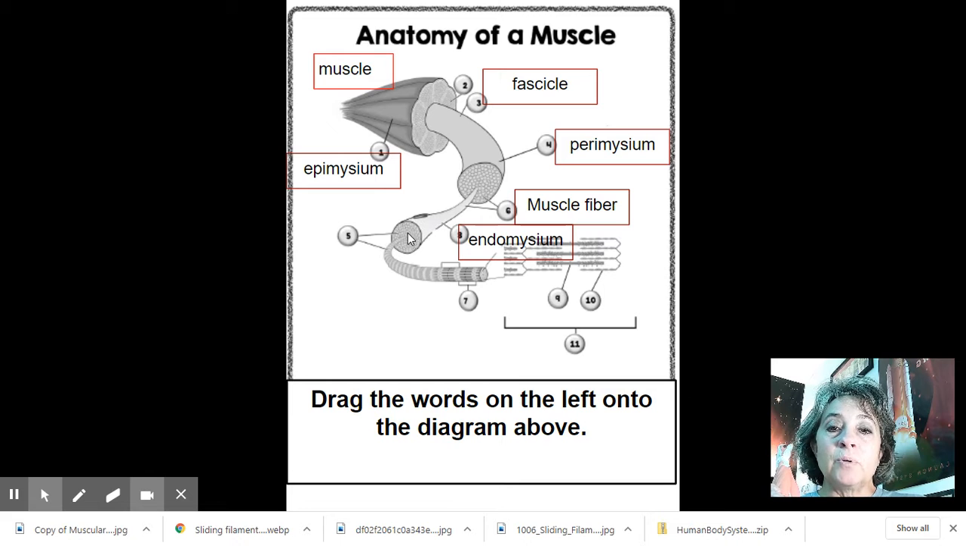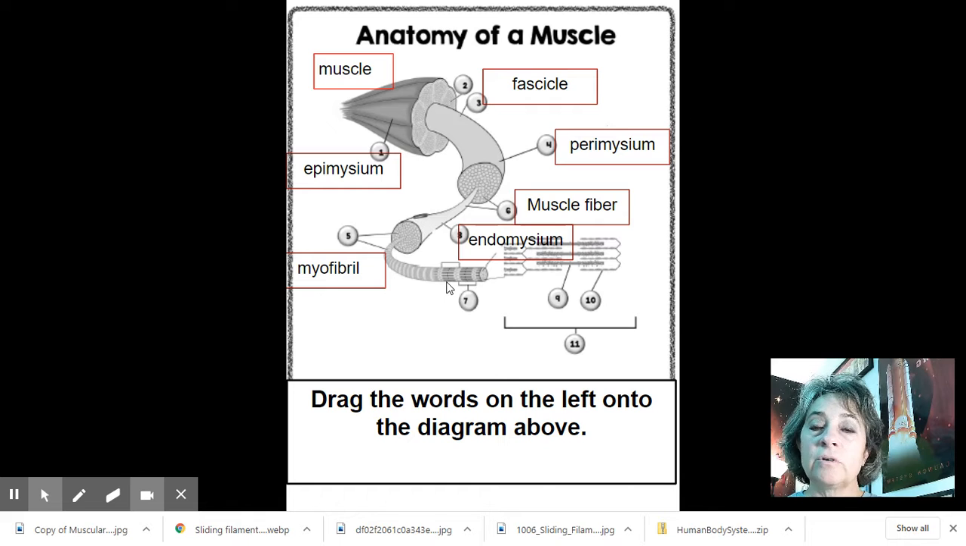Then if you look at a muscle fiber and pull it apart, it's made up of even smaller fibers called myofibrils. Notice they're getting smaller and smaller. Anytime you see the root word MY or MYO, that means muscle. Each myofibril is made up of repeating units that number 7 is showing you. When you see this bracket, it's talking about everything within that area. Those are called sarcomeres. The sarcomere is the repeating bundle that is basically the functional unit of a muscle, and we'll talk about how those work in the next video.